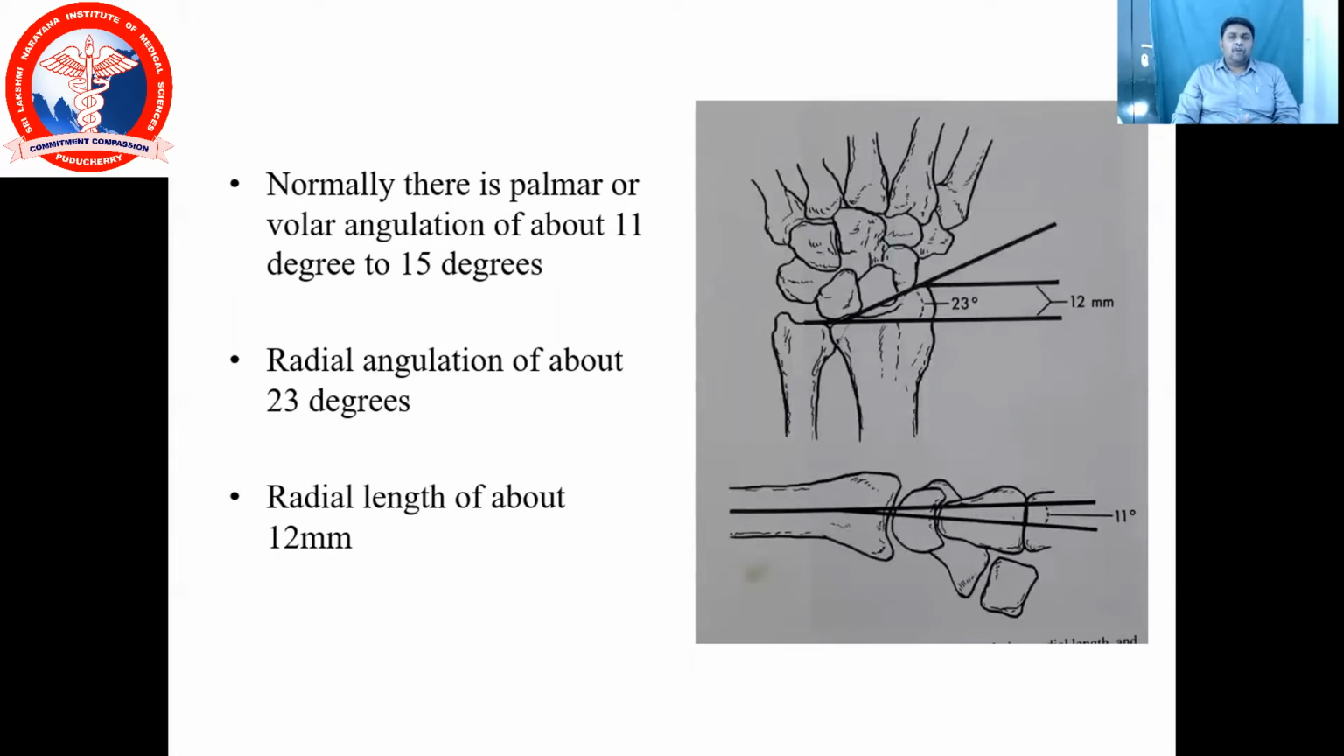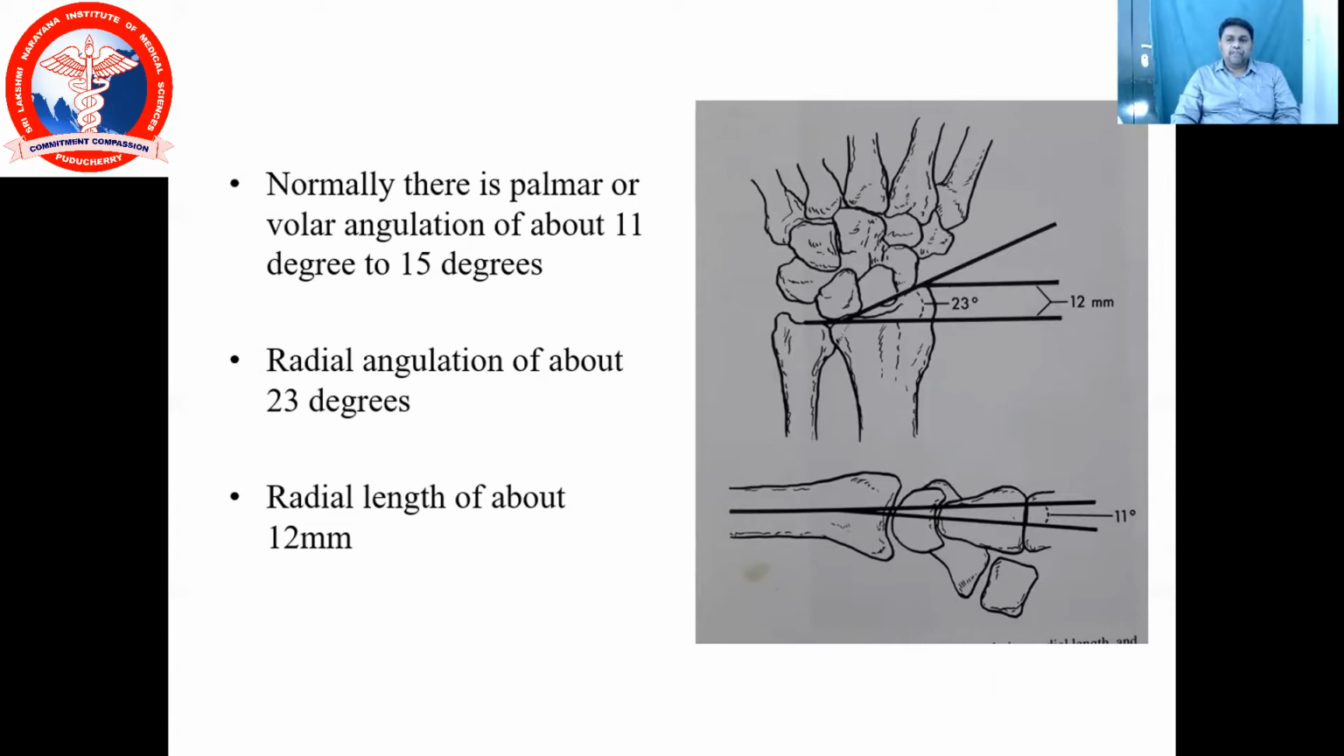In radiology, what are the normal angles which you can see in the wrist joint? The normal volar angulation is always about 10 to 11 degrees in the lateral view of the X-ray. If you draw a line along the shaft of the radius, which passes through the wrist joint and the carpal bones, and another line intersecting the carpal bones and reaching the distal radius, it makes an angle of about 11 to 12 degrees of volar angulation.